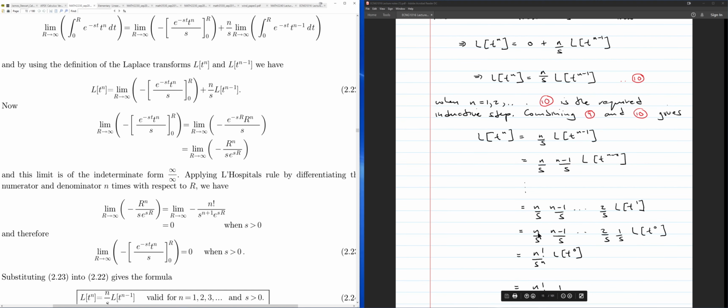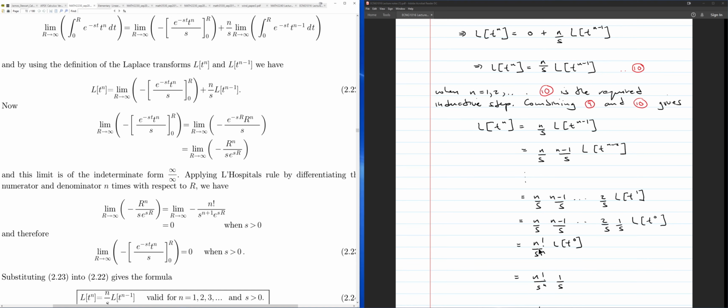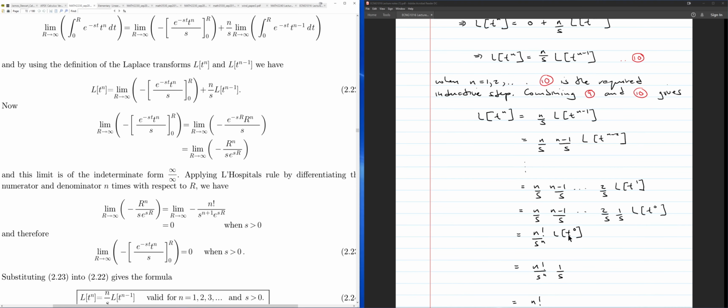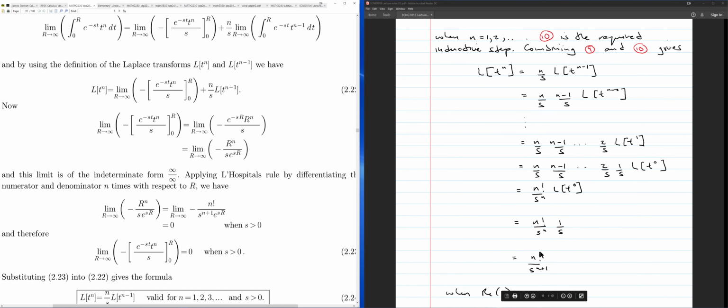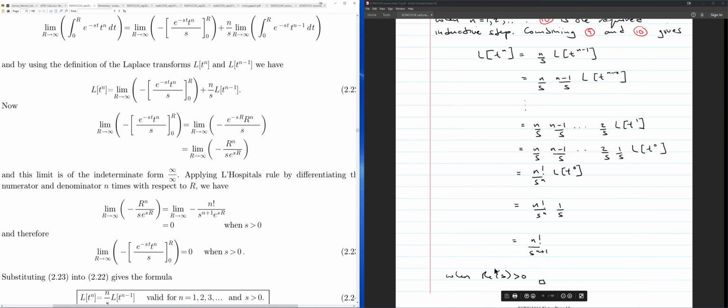So what do I have on top? n times n minus 1 times n minus 2, and up to 1. So this is n factorial. And here, what I have is s times s times s, n times, so that's s to the n. So I have n factorial on s to the n, but this is multiplied by Laplace of t to the 0, and Laplace of t to the 0 is 1 on s. So what this gives me is n factorial on s to the n plus 1, which is what I want.